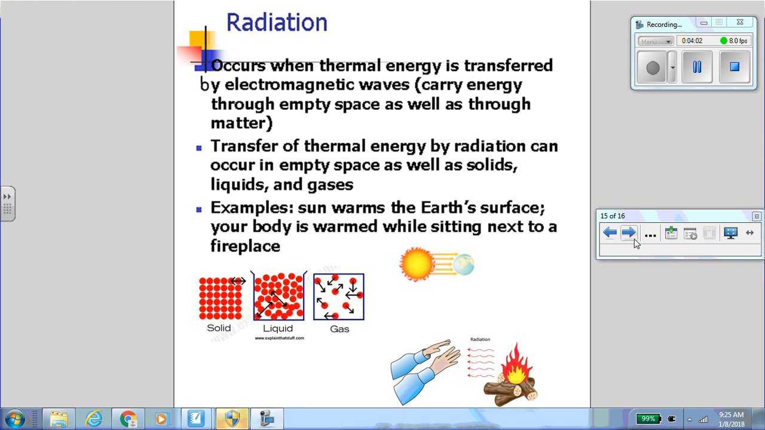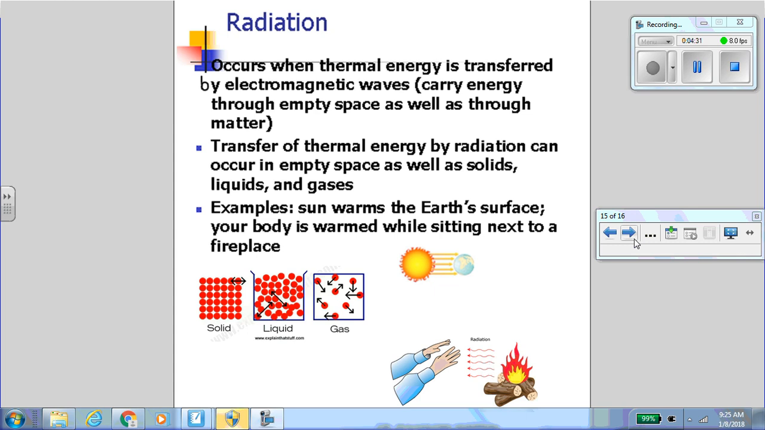Now, the thing about radiation is when it occurs, heat can be transferred from one object to another without the objects even being real close to each other. For example, when we're standing here on Earth and we become warm from the sun, that is what we would call radiation. The sun is thousands and thousands of miles away from us, but we're still able to feel its warmth because of those electromagnetic waves, which is how that heat eventually reaches the Earth's surface.